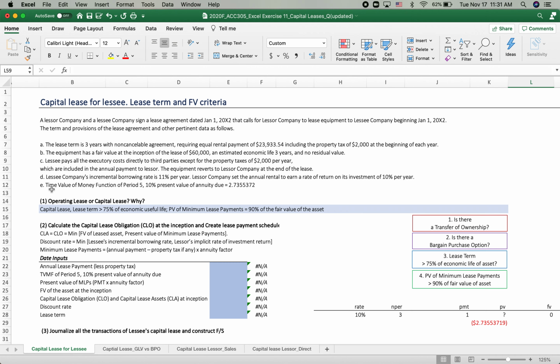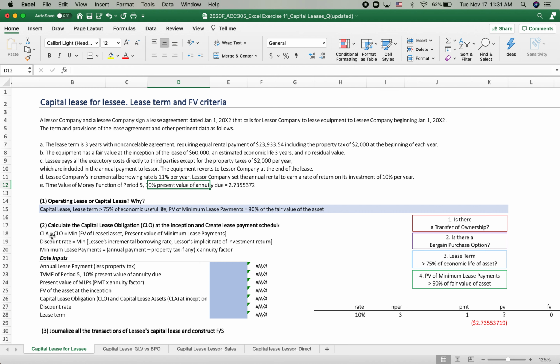Then we have the time value of money function, 3 periods, 10%, the present value of annuity due factor. So we already know this is a capital lease case. The lease term is greater than 75% of the economic life, because 3 years is the lease term and 3 years is the estimated economic life, so they are the same. Then we will check that the present value of the minimum lease payments is at least 90% of fair value. We haven't calculated it yet, but we'll see.